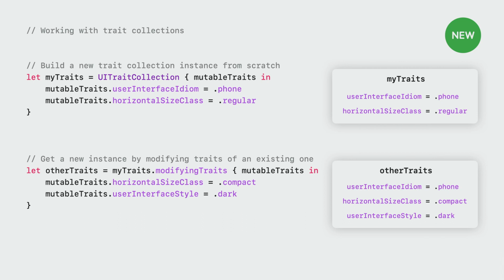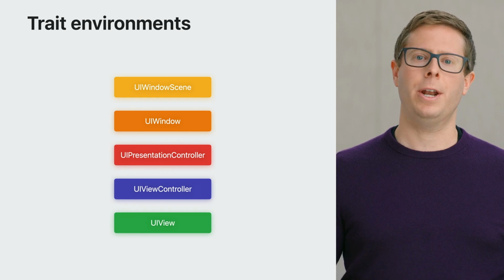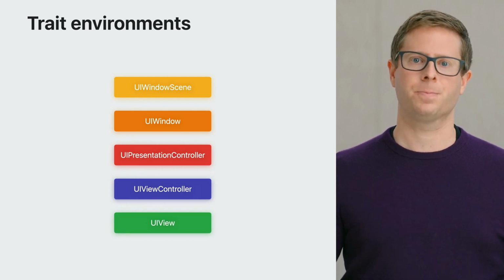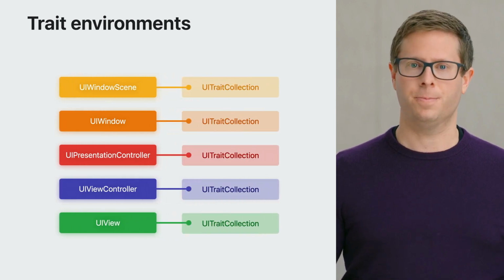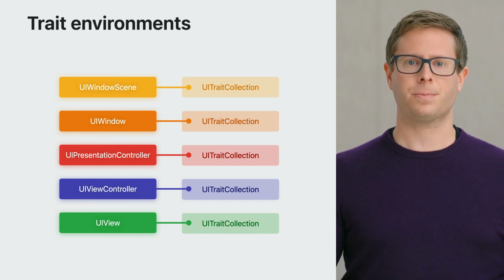While you can create your own trait collections like this, most of the time you obtain trait collections from trait environments. Trait environments in your app are window scenes, windows, presentation controllers, view controllers, and views. Every one of these trait environments has its own trait collection, and each trait collection may contain different values.